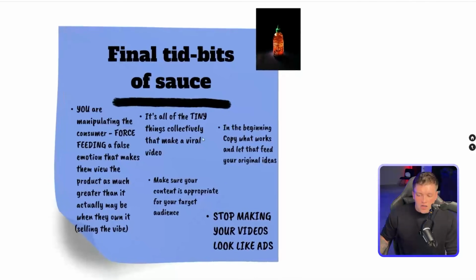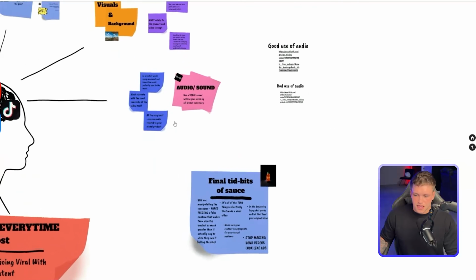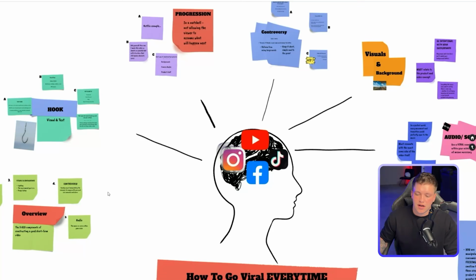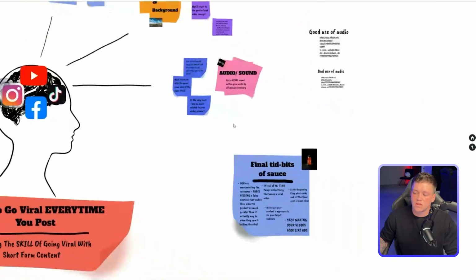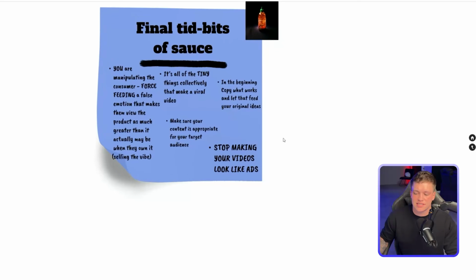Now, also another thing I want to mention, it's all of the tiny things collectively that make a viral video. Not just a good visual background or maybe a good piece of controversy or maybe you do progression right. It's every single one of these little tiny things we went over in this whole lesson, put together in each and every video, that make a good piece of content and a viral video.